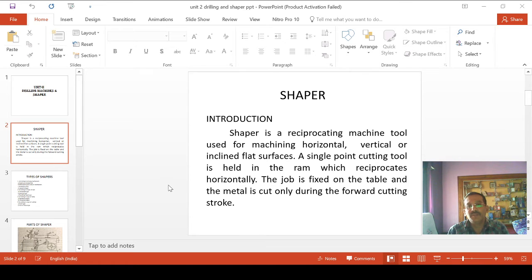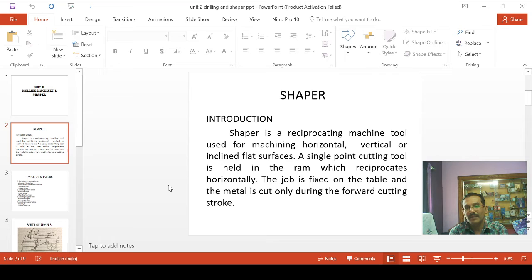It means the Shaper is a reciprocating machine tool, and it consists of a ram. It moves back and forth in horizontal directions, which is called the ram. The forward stroke is the cutting stroke and the return stroke is the idle stroke. The cutting takes place during the forward stroke only, and the Shaper is suitable for machining horizontal, vertical and inclined surfaces.